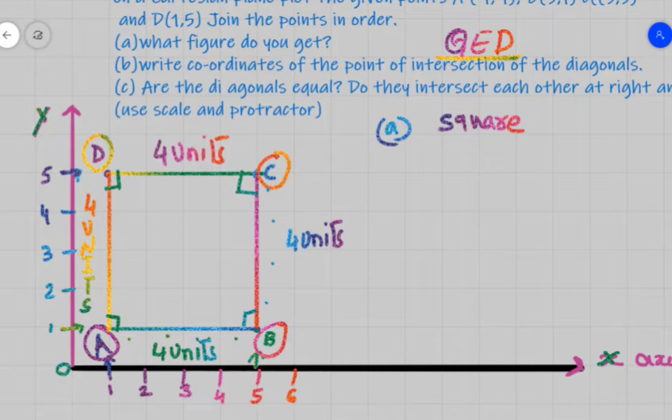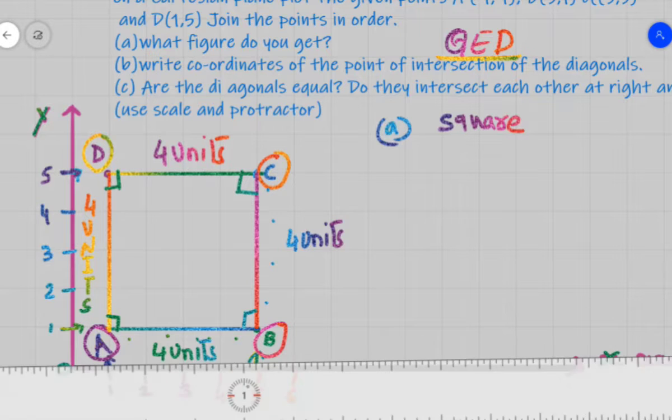Now next, write the coordinates of the point of intersection of the diagonals. That means you have to join AC and you have to join BD. So if you join AC and BD, which point will you get? See here, let me join AC. I'm taking the scale once again.